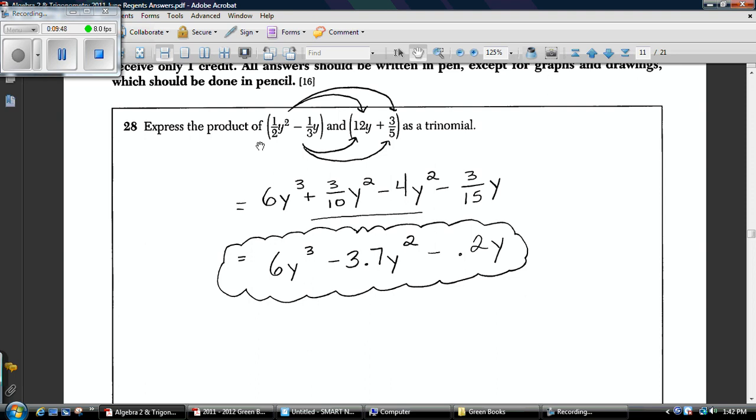28. Now we're in short answers. Express the product. All you do is double distribute. I think why they chose this, it makes it difficult, is you get some fractions, but use your calculator, or you should be good enough with fractions on your own to be able to combine things. And you could give it in fraction form, or you could give it in decimal form.